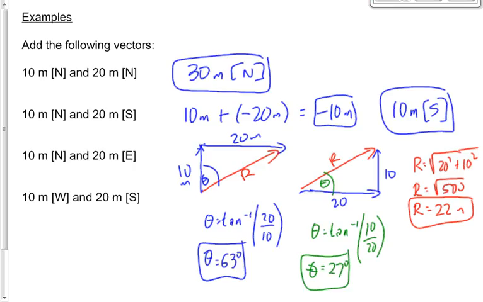All right, so what's the sum of these vectors? It's 22 meters at 63 degrees, or you could say it's 22 meters at 27 degrees. Technically, we should express what that's relative to. In other words, we should say 63 degrees from something, 27 degrees from something, but we'll spend some time on that starting next week after our test. All right?